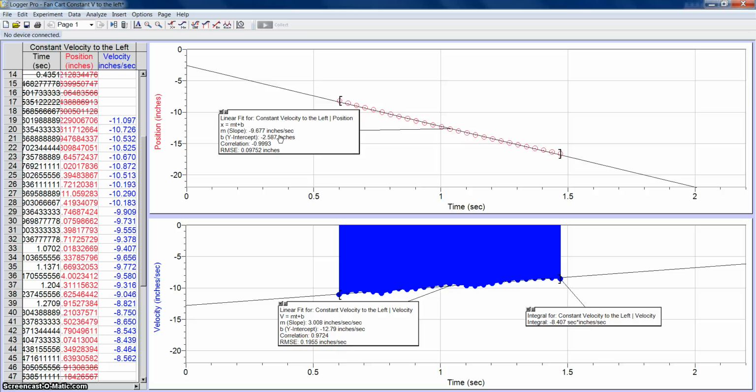This graph and this slope do go with what we were expecting for a fan cart moving to the left with a constant velocity. It is in a negative area, going in a negative direction. It's exactly what we were thinking. But for our velocity time graph, not exactly, because we didn't get a horizontal line, which we wanted for a constant velocity. But we did end up in the negative area of the graph, which is under the x-axis, which is good.